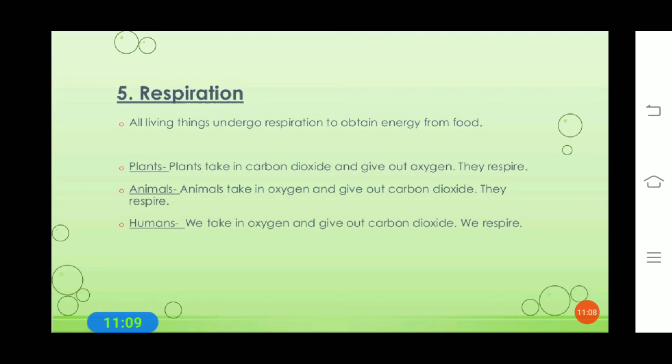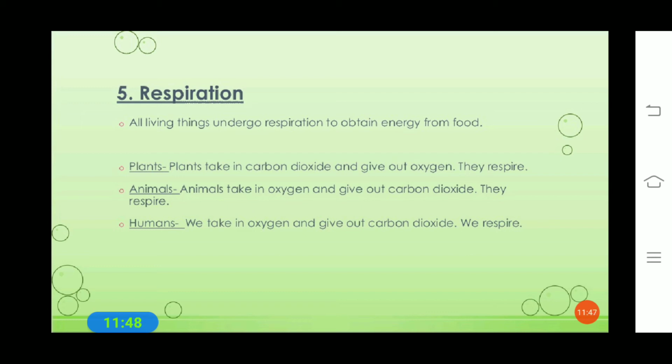We take oxygen from plants. By using that oxygen, we can respire and release energy. With the help of oxygen only we are able to release energy. Our body cells can release the energy with the help of oxygen only. So due to that reason, respiration is very important for us. Without respiration we can't live even a few minutes. As you know, oxygen is very important for us. So all living things undergo respiration to obtain energy from food.